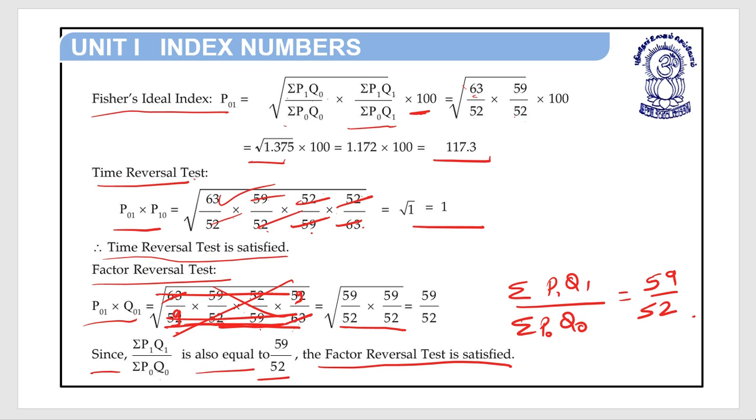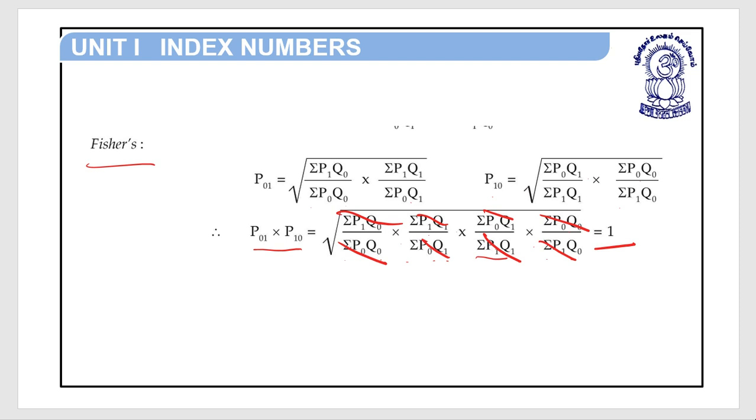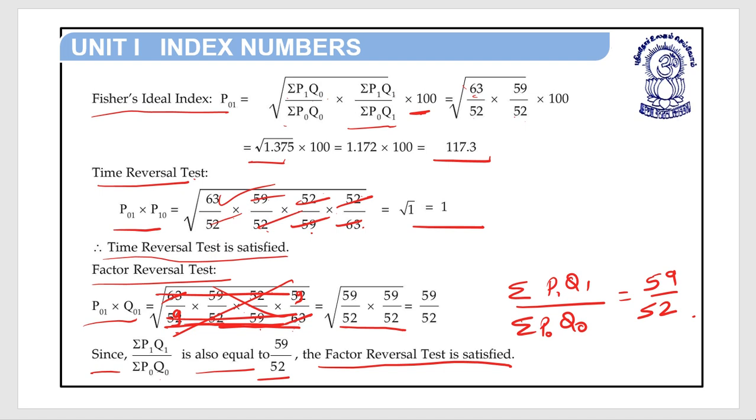Or here you can do it by this formula also. Sigma P1 Q0 upon sigma P0 Q0, here sigma P1 Q1 upon sigma P0 Q1 into sigma P0 Q1 upon sigma P1 Q1 into sigma P0 Q0 upon sigma P1 Q0. Using this, okay.